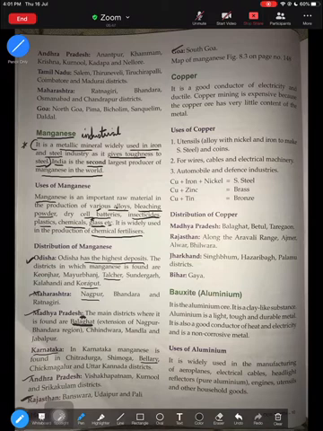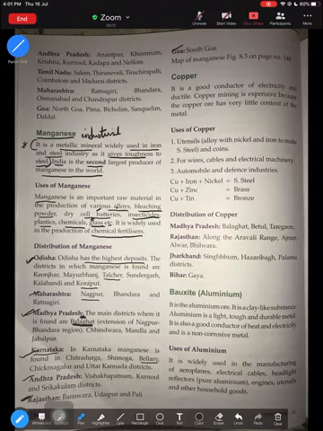Now if you have to learn about states, Odisha is one of the important states. Try to remember one district for each state, not every state, but Odisha, Madhya Pradesh, and Karnataka, these are three states for which you have to learn the districts. So that was about manganese.